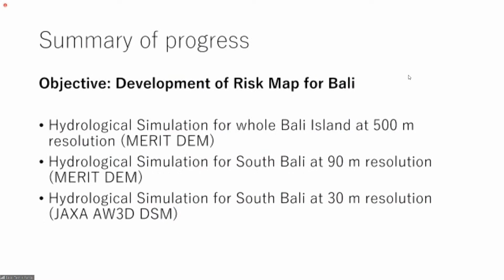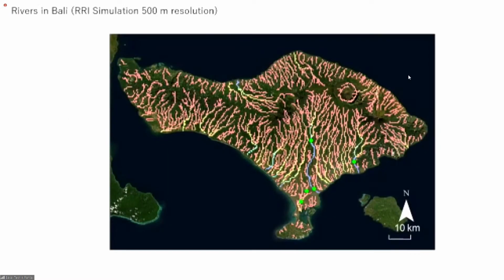So she made 3 different simulations of the river flooding from 500-meter resolution to 30-meter resolution. I'm going to briefly show you results today. So this is a 500-meter resolution simulation of the entire Bali Island. Of course, 500-meter spatial resolution is not enough, but it's okay to understand the whole behavior of the hydrology process of Bali. Color means a different level of the water discharge.